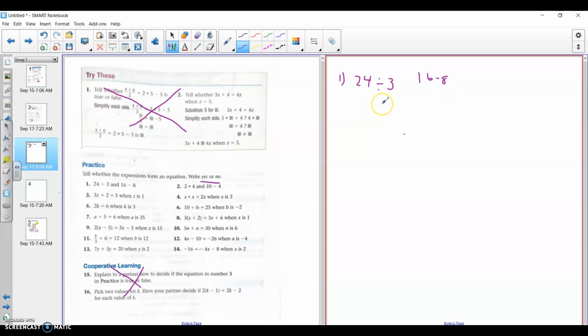So 24 divided by 3, I know it's going to be 8, and 16 minus 8 is 8. So again, back to the directions, tell whether expressions form an equation. In this case, 8 equals 8. There's an equal sign in there. They're the same value. So you are going to say yes. And if it was 8 equals 9, you would say no because 8 does not equal 9. All right, that's your assignment, 1 through 14. You may begin.